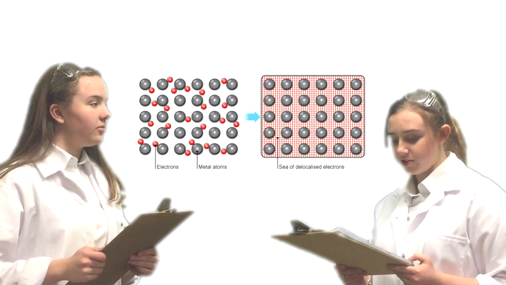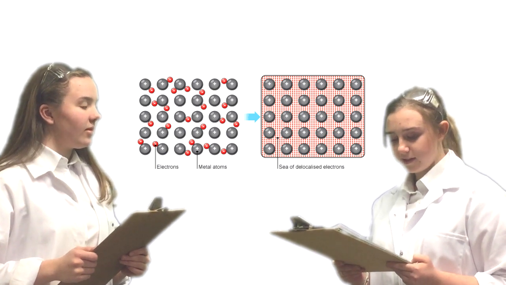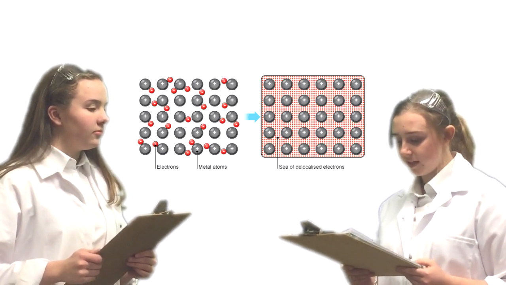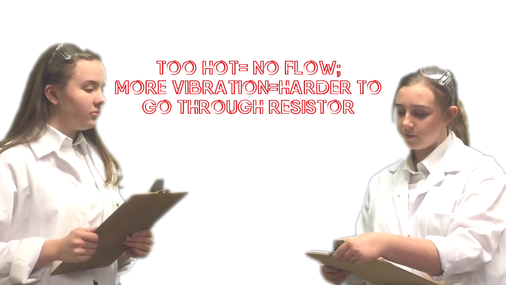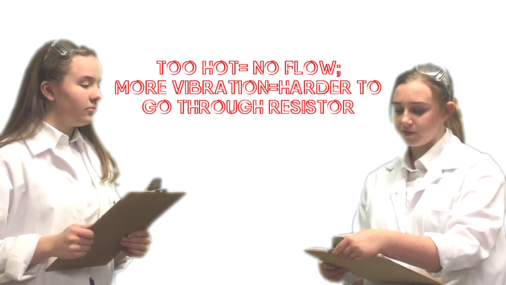This happens because the electrons collide with the ions in a lattice shape inside the resistor. This then gives the ions energy, which causes them to heat up and vibrate. If the resistor gets too hot, then no current will be able to flow. The more the ions vibrate, the more difficult it is for the electrons to get through the resistor.